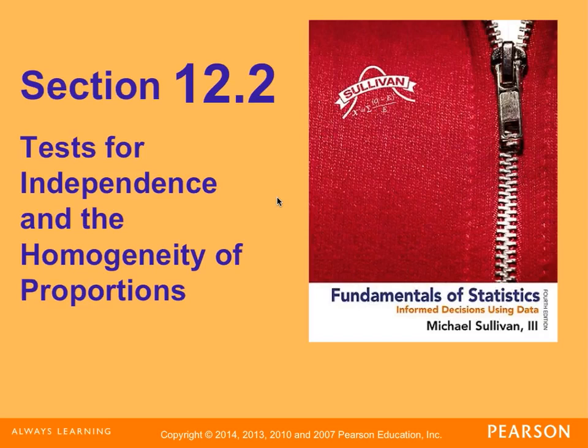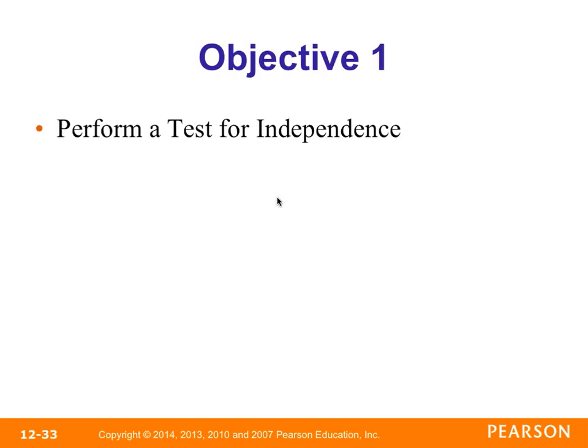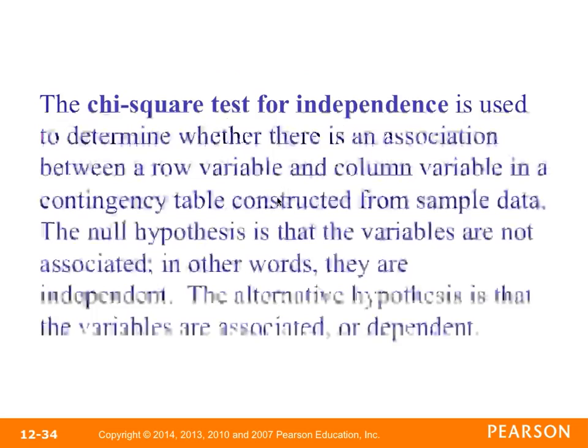Okay. Section 2.2, we're going to do some tests for independence and talk about the homogeneity of proportions. So objective 1 is to perform a test for independence. Again, we have a chi-squared test. This one's the test for independence. It's used to determine whether there is an association between a row variable and a column variable in a contingency table constructed from sample data.